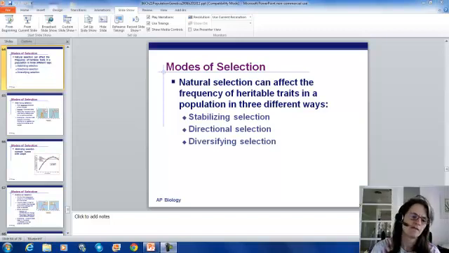All right. Very quickly, we're going to go through three modes of selection, three ways in which natural selection has been observed to affect how frequently traits show up in the population. There's three modes of selection that we will discuss.